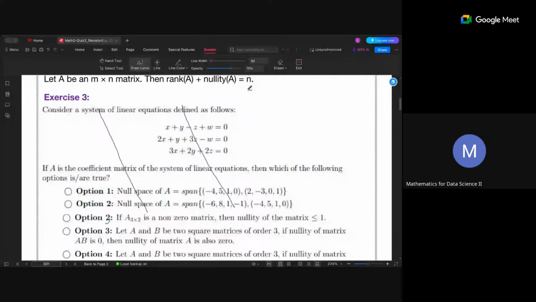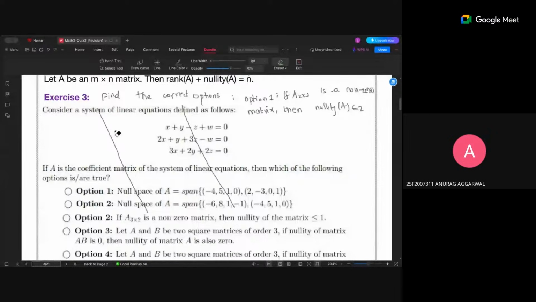So the question here is: find the correct options. Option 1 is: if A, 2 by 3, is a non-zero matrix, then nullity of A is less than or equal to 2. So this is the first option, and then you have 2, 3, and 4. Okay, so ignore this part here. By mistake I called the previous one.